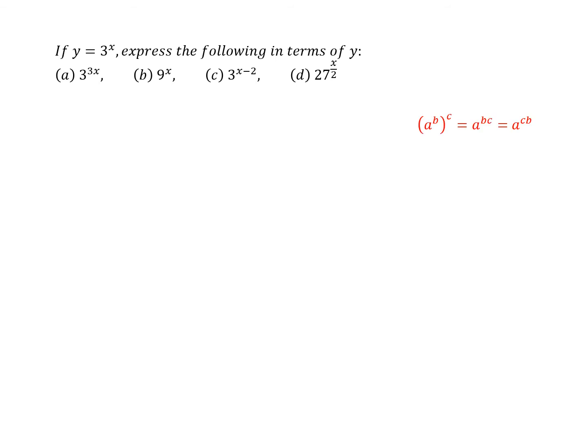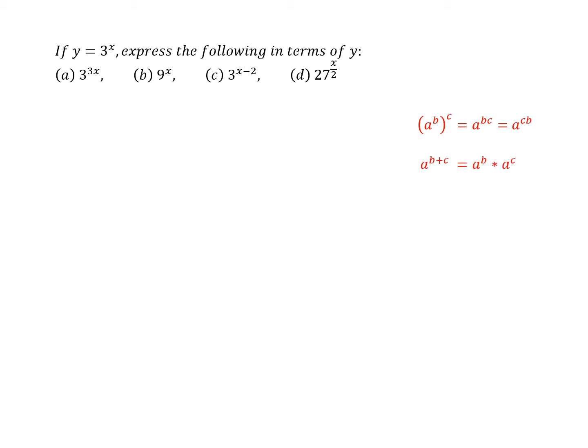The first one is when we're raising an index to another index, and so a to the power b to the power c can be written as a to the power bc, but of course bc is the same as cb. Doesn't matter how we multiply two numbers together, even when they're in an index. So that's the first index law we're going to be using.